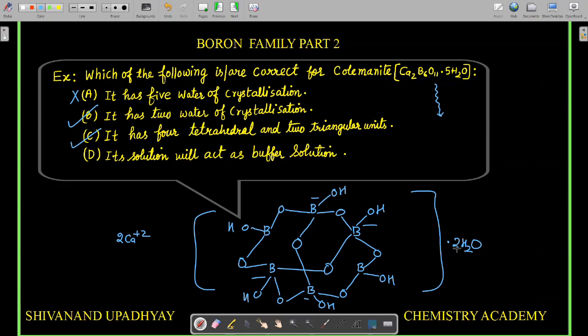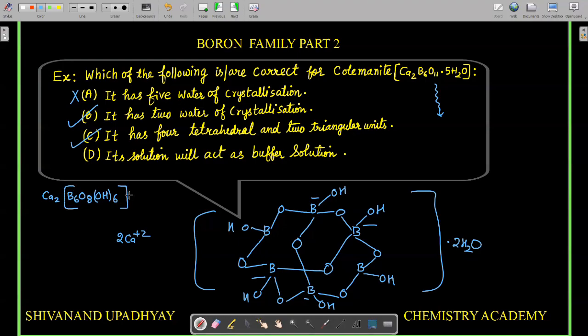So first, when I dissolve it, let me write the whole thing as Ca2 B6, and you can count the B-O-B bonds, right? So B-O-B bonds are 6 and 2, 8, right? So I am writing B6O8 here logically, and OH 6 because each boron atom has an OH group.